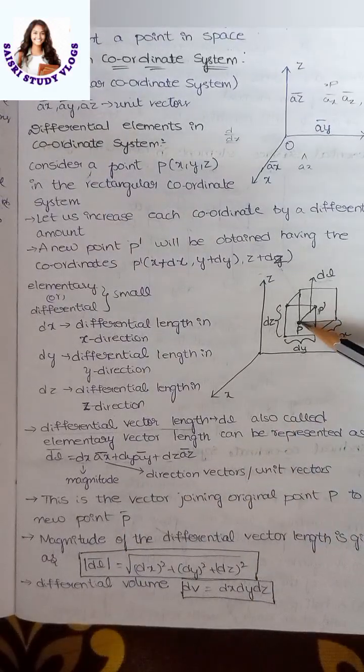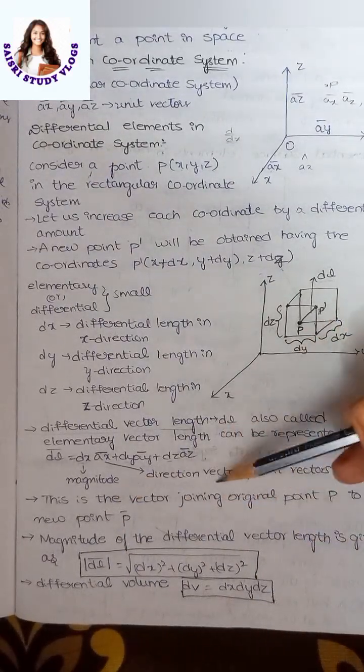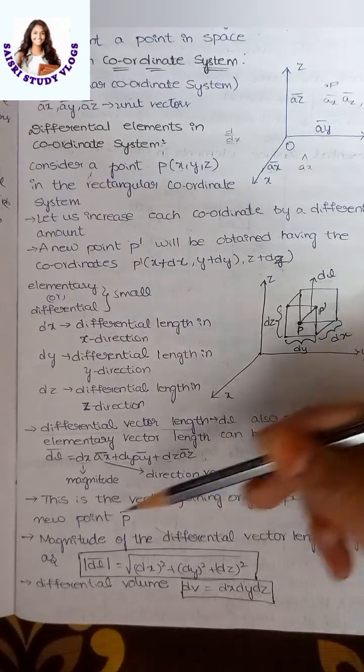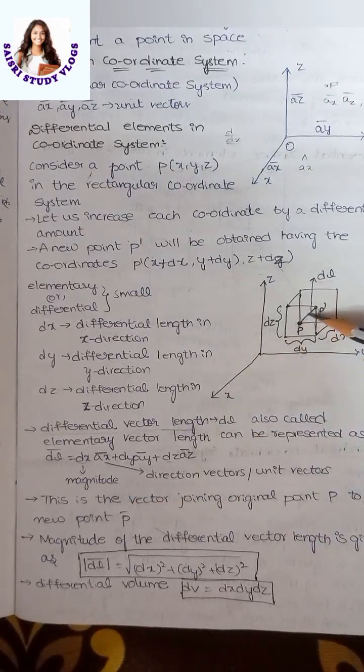Here it is, the original point. This is the vector joining the original point P and a new point P bar. So this is the change in the length, right? So the vector representing the change in length is dl bar.